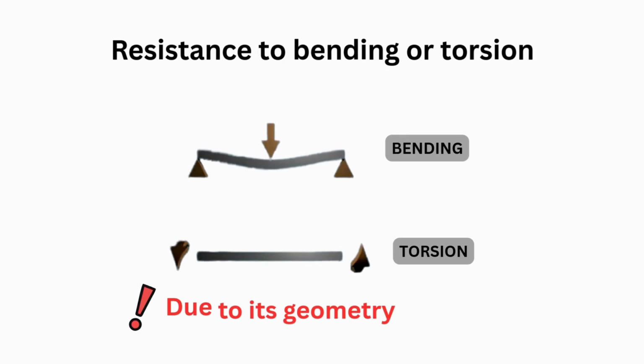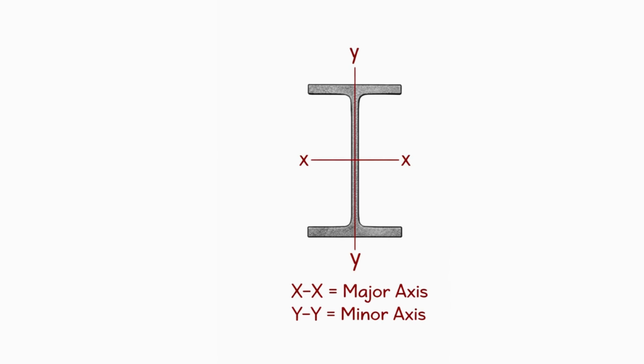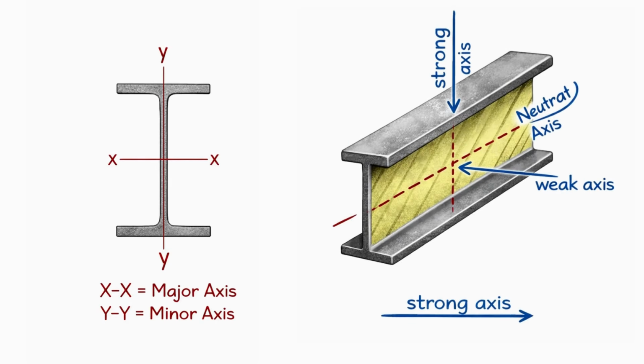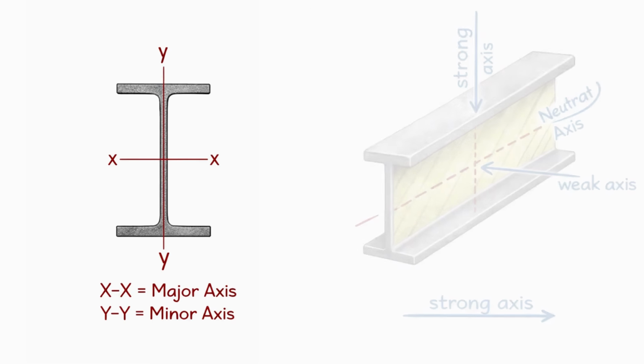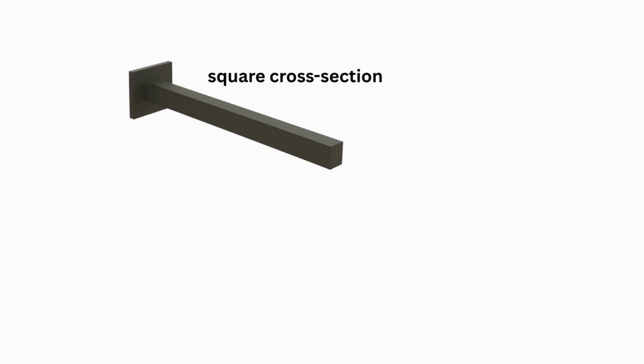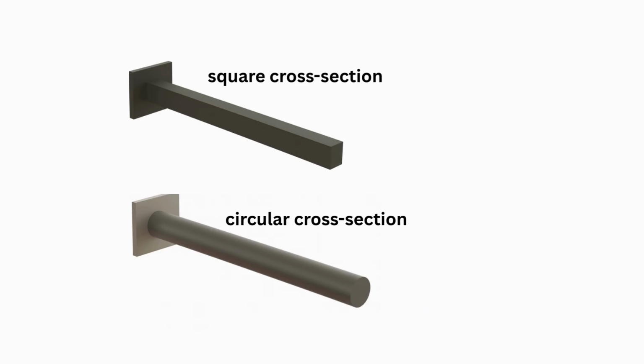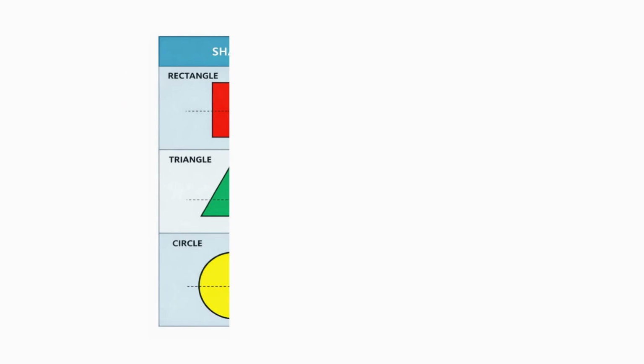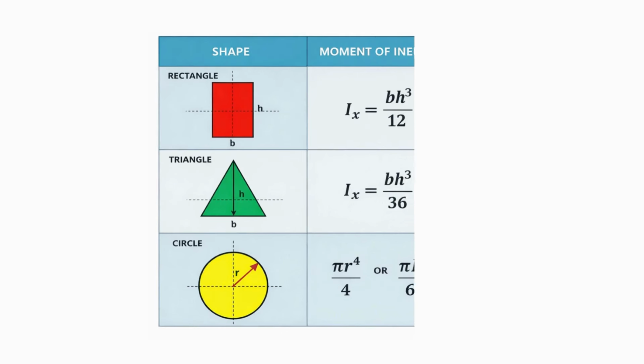of the cross-section. It's important to remember that the moment of inertia always refers to bending about a specific axis. The same cross-section can have very different values of I, depending on the bending direction. That's why a square or rectangular cross-section behaves differently from a circular cross-section. Here, we can see some formulas for calculating the moment of inertia for different types of cross-sections.